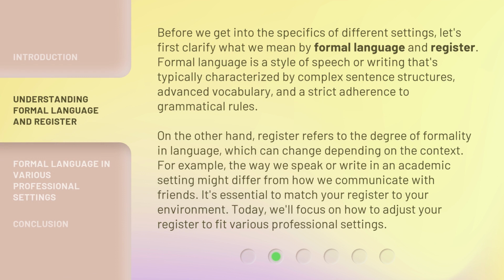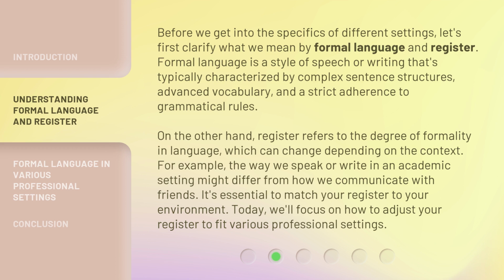Before we get into the specifics of different settings, let's first clarify what we mean by formal language and register. Formal language is a style of speech or writing that's typically characterized by complex sentence structures, advanced vocabulary, and a strict adherence to grammatical rules.